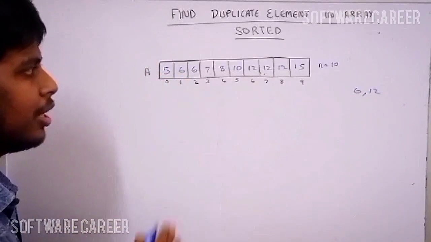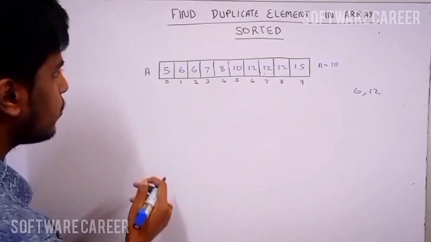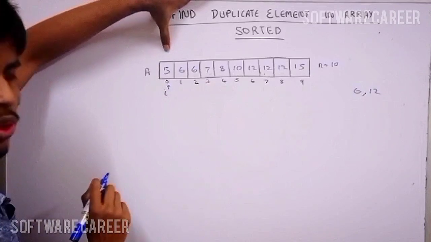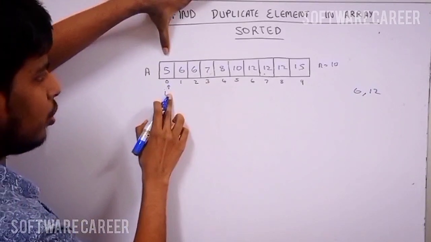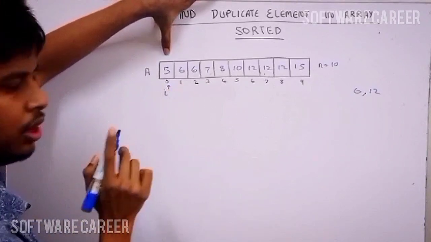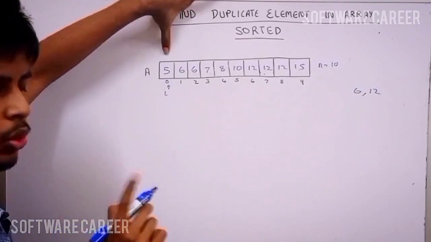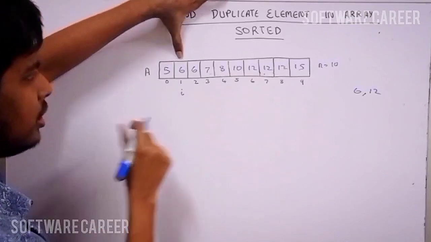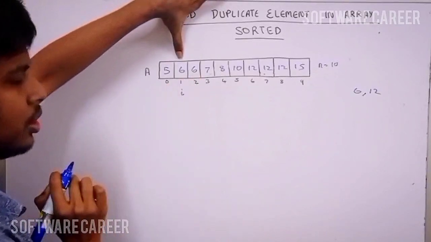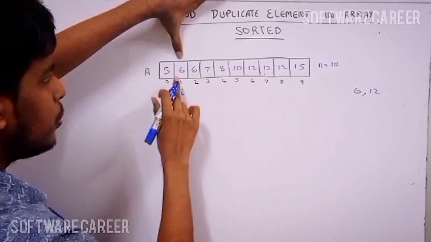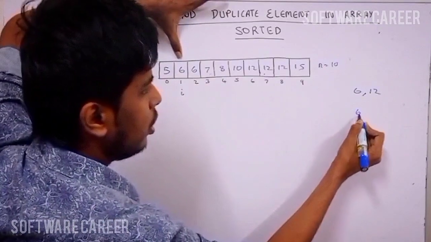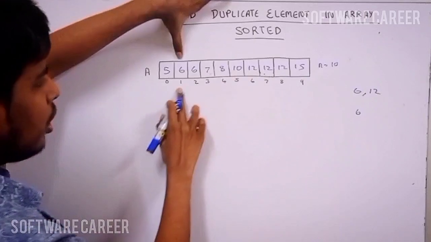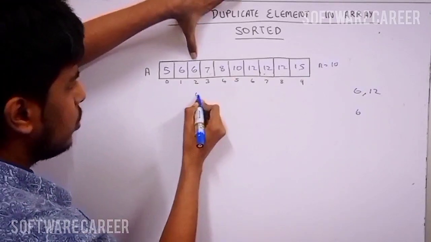How to find the duplicate elements in this array? Let's see. Now i is at 0, i is pointing at 0. Now you should check whether a of i equals a of i plus 1. Whether 5 is equal to 6? No. So then i value will be here. Then check whether this 6 equals this 6. Yeah. So you should print 6 as duplicate. Now 6 is duplicate. You should print a of i as the duplicate element. Now after printing you should increase i value.